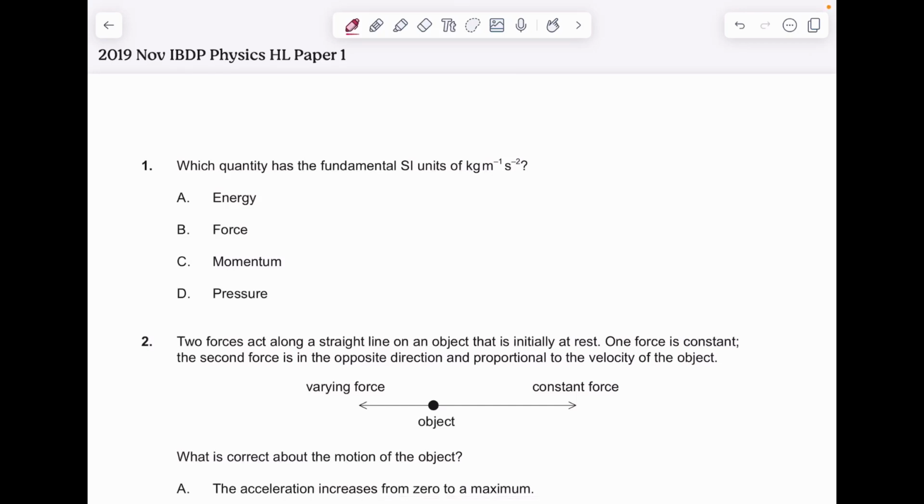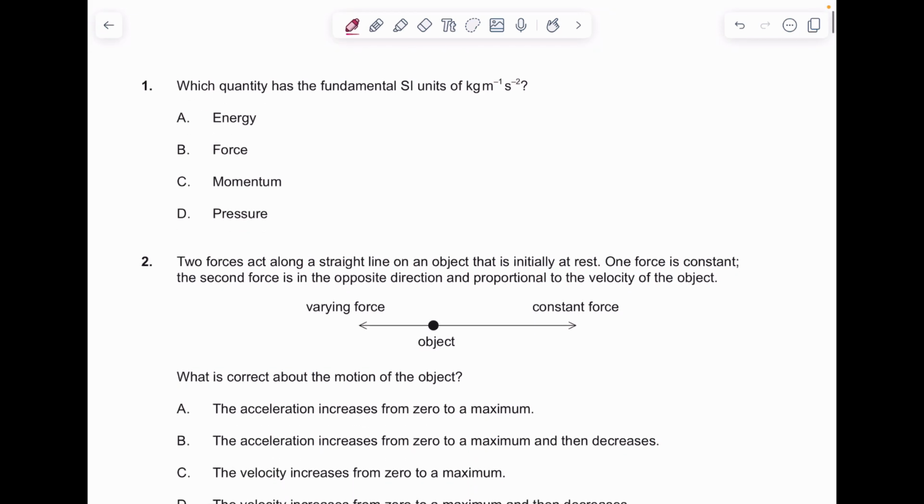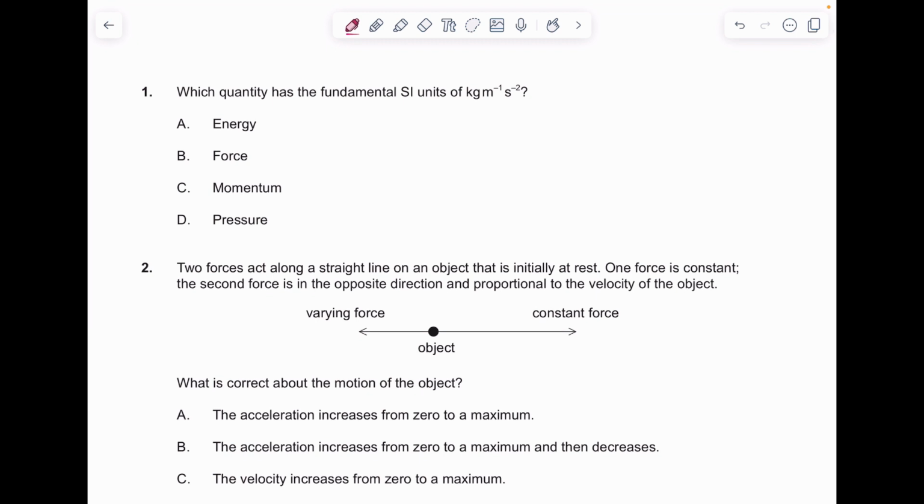Today we're going to be looking at the 2019 November Physics Paper 1. So let's get started. Question 1, fundamental SI units. So we need to consider each of these four and what their fundamental units would be.